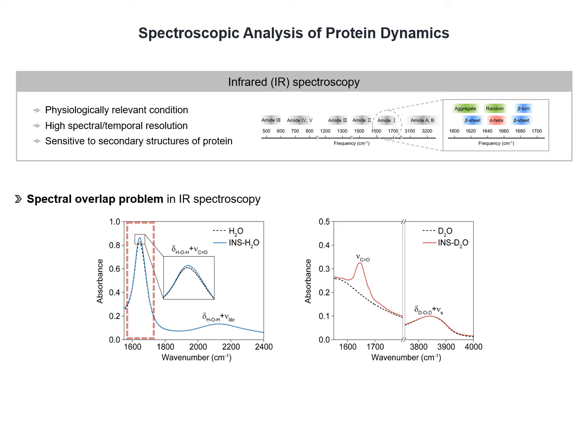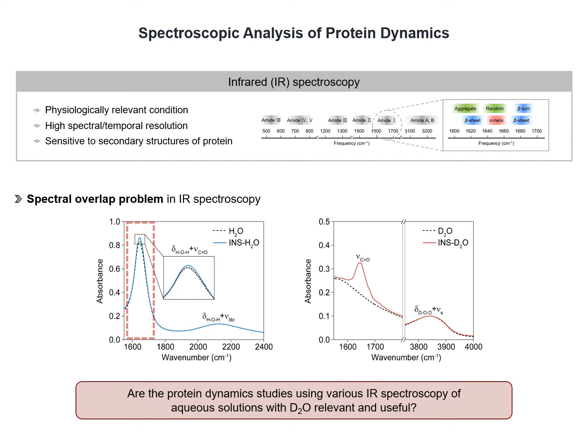However, in IR studies, the use of water has been limited due to the spectral overlap of the amide I band, which provides information on the secondary structure of the protein, and the bending mode of water. Therefore, most protein IR studies use heavy water. However, the use of heavy water raises the question of whether the observed protein dynamics in heavy water provide information on the real biological environment.